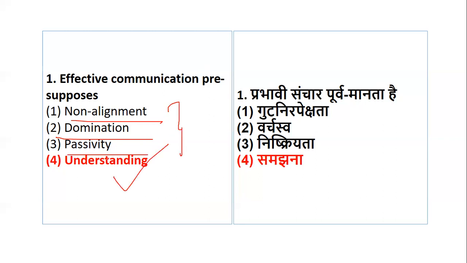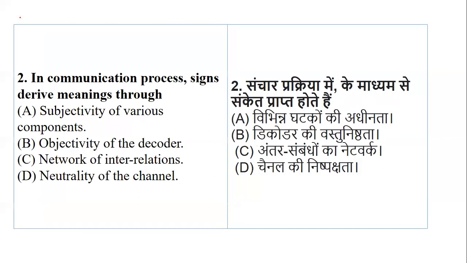Effective communication presupposes understanding. Then, in the communication process, signs derive meaning through what? Subjectivity of various components, subjectivity of the decoder, network of interrelations, or neutrality of the channel. In the communication process, the signs which are used derive meaning through what?